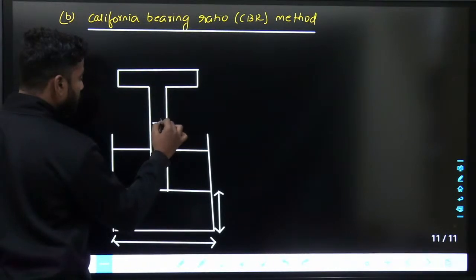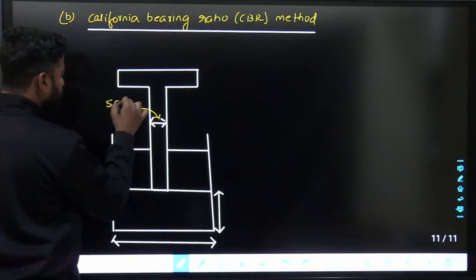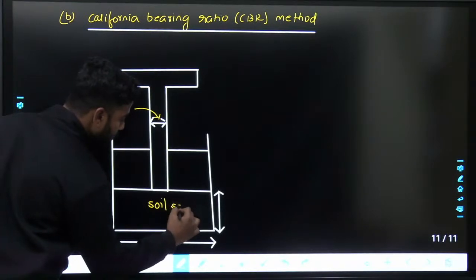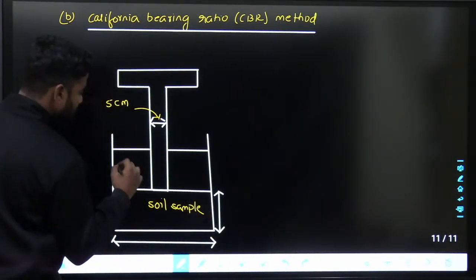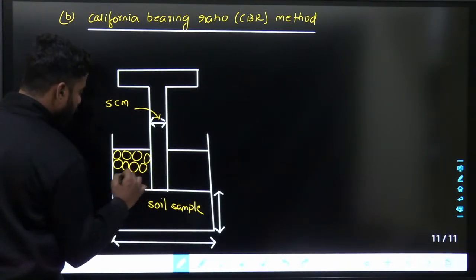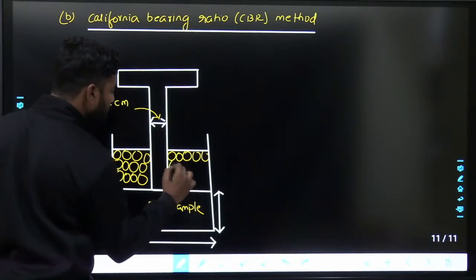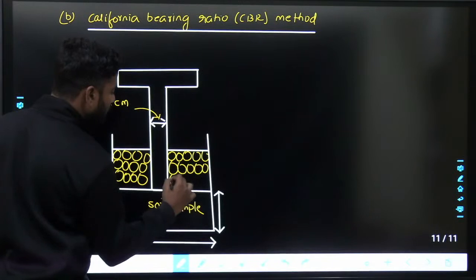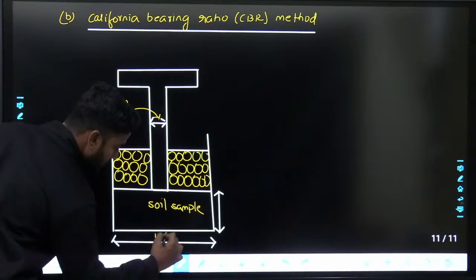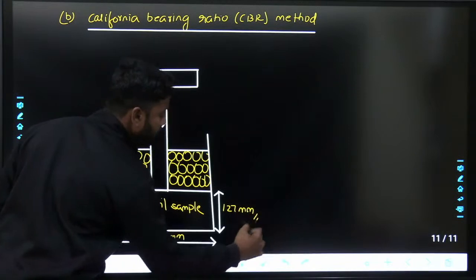The diameter of this hammer is generally taken as 5 centimeters. There will be soil sample here, and there will be some aggregates on top of it, just for the compaction effect. So this is 150 mm and this one is 127 mm.